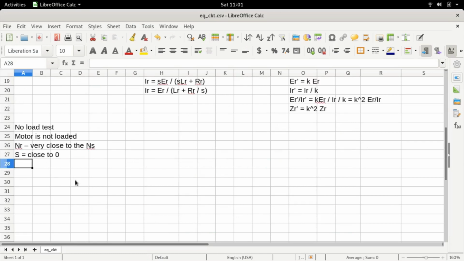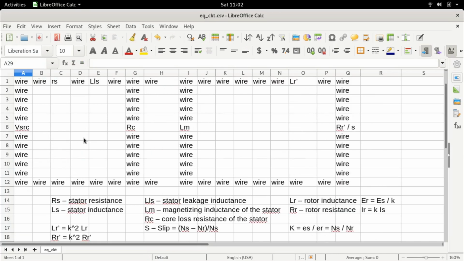So now the question is, let me just write that down, RR dash divided by S is very large, and therefore the current which is drawn by this induction motor is mainly used in supplying the core losses of the induction motor, because the current is negligible. The only thing that the motor has to do is maintain its magnetic field in the air gap, and because there is a magnetic field, there will be some core losses, right?